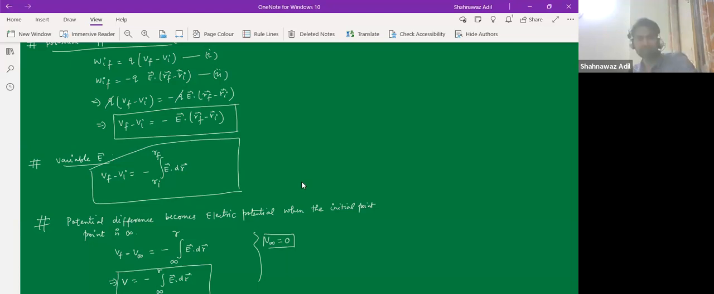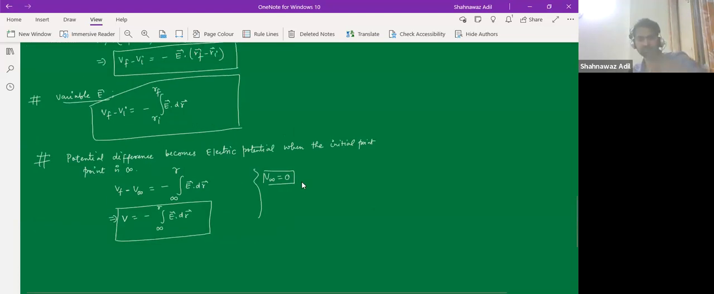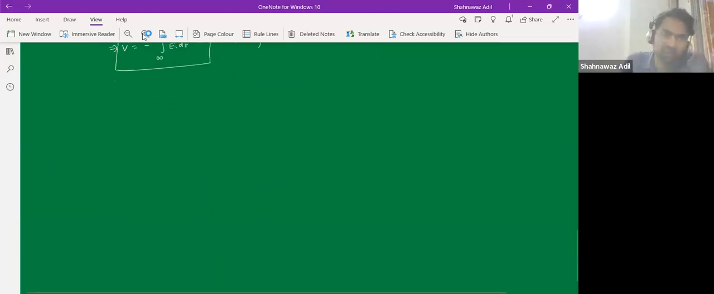Guys have put it down. Yes. Okay, sir. Done. Yeah. Okay, so this was the difference between the electric potential and potential difference, right?